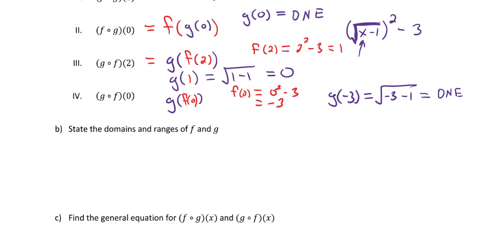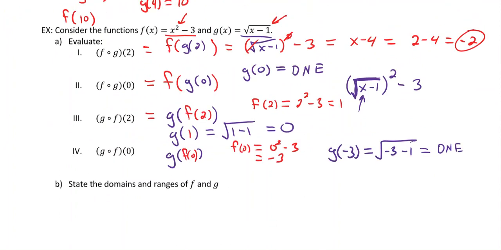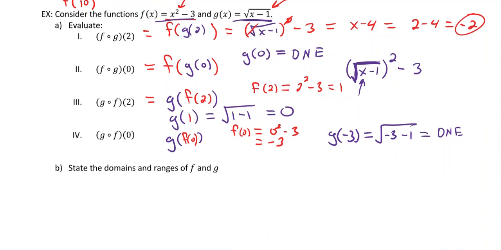All right. State the domains and ranges for just f and g. So we're going to state the domain of just f and just g without combining them or anything like that. So the domain of f, just x squared minus 3. Your domain, we'll just say x is a member of the real numbers.